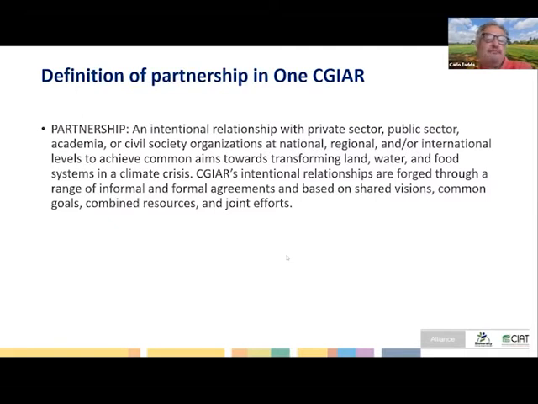What I would like to emphasize here is the aim: we aim towards transforming land, water, and food systems. So the One CGIAR is taking a much broader and much more holistic approach than it had before, where of course CRPs like WLE, Water, Land and Ecosystems, and Climate Change, Agriculture and Food Security, or CCAFS, and others were already having this goal, but now it's becoming much more inherent and integral in the strategy of the One CGIAR.